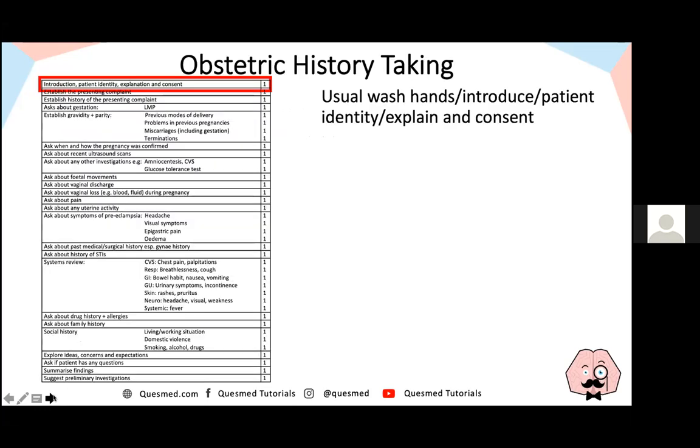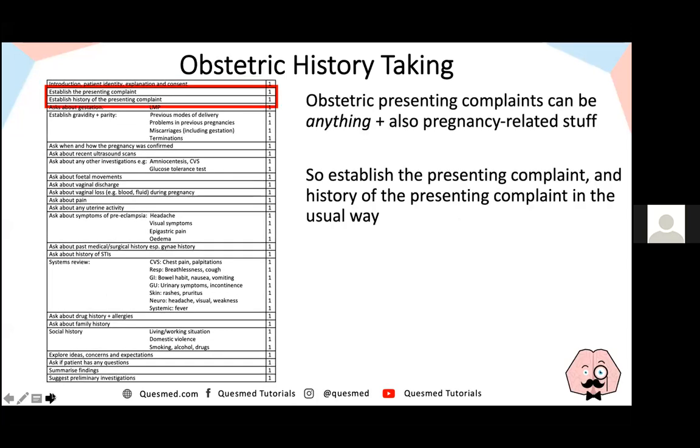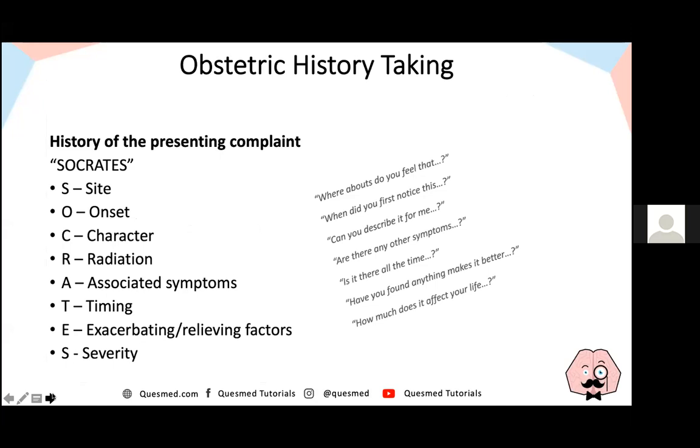So obstetric history. As usual, we start with the usual: washing our hands, introducing ourselves, identifying the patient, and getting consent. That is the same at all stations. So first of all, we establish a presenting complaint. And it's useful to be mindful that pregnant people can present with anything non-pregnancy related as well as pregnancy related things. So in your OSCEs, it might be a pregnant person that has a completely unrelated condition. And we ask about the history of the presenting complaint in the usual way. Again, we can use SOCRATES to explore the presenting complaint.